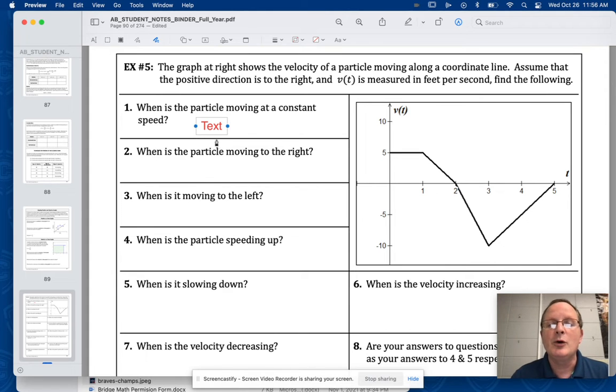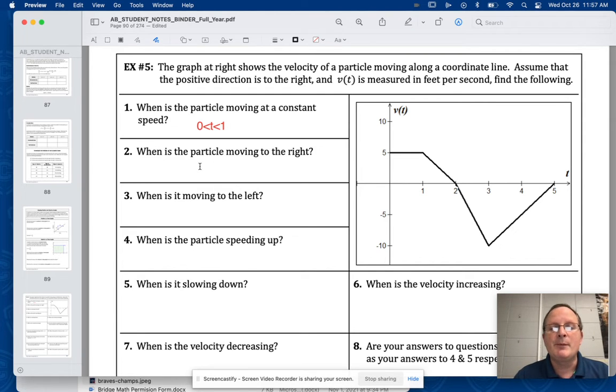When is the particle moving at a constant speed? It's any time where the velocity is not changing, because if the velocity is at a constant rate, so is the speed. That was happening from 0 to 1, and our variable's t.